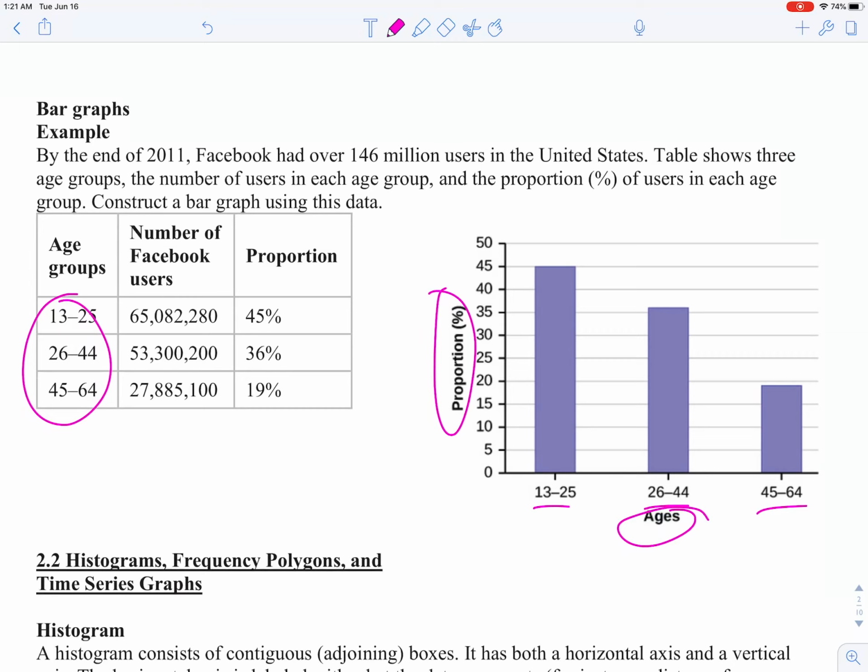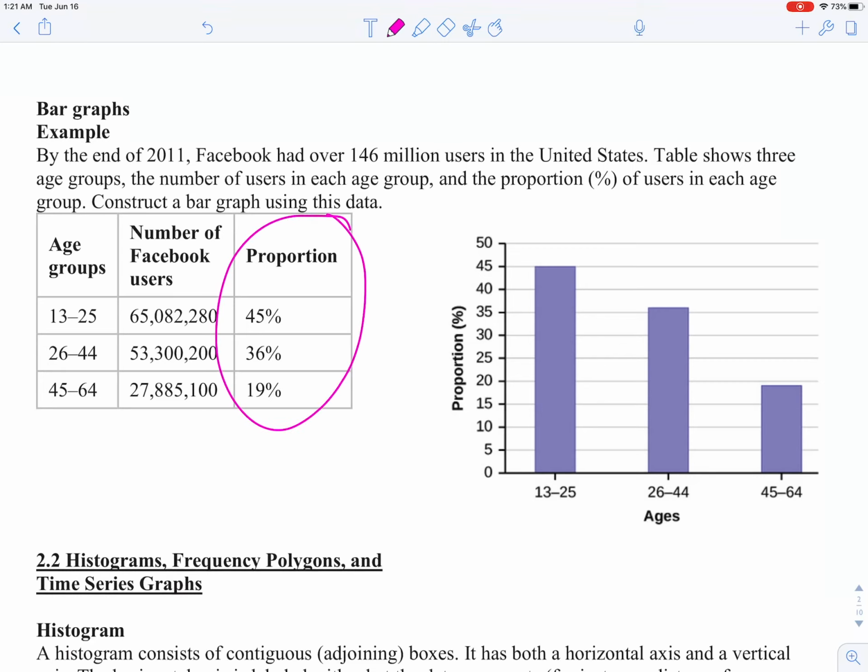Now, the thing with using frequency right here is these numbers are huge. I mean, we could adjust the scale on the y-axis here to accommodate those, but it may not be so accurate, right? So what we're going to do is use the relative frequencies, the proportions. That's why we're labeling the y-axis with proportion. The biggest proportion is 45%, so just have one that goes a little bit higher than that, so that we can make sure all the bars get represented.